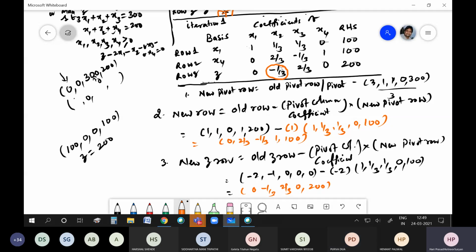So which will be the entering variable now? X2, because the only non-basic variable which has a negative coefficient is X2. So now X2 will enter. Is it clear? So I again mark it: the entering variable is X2.